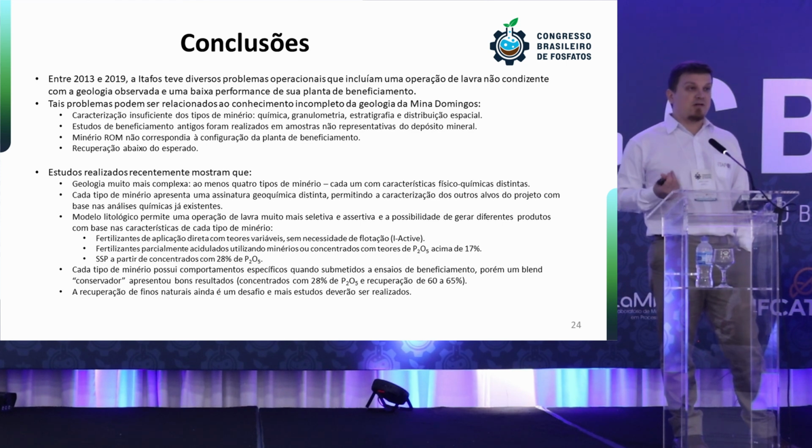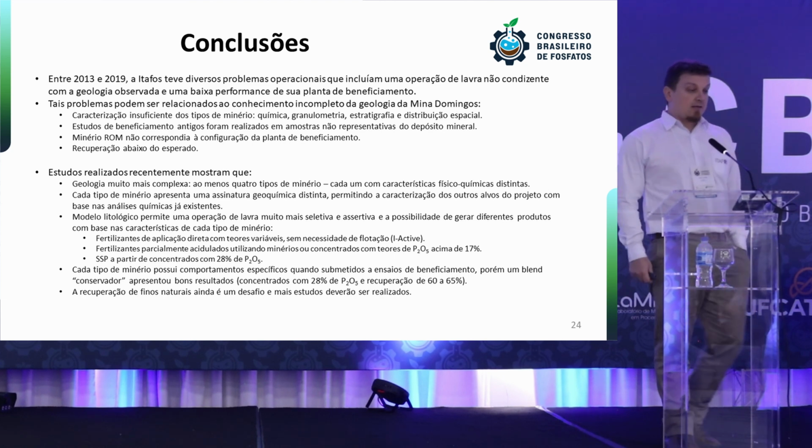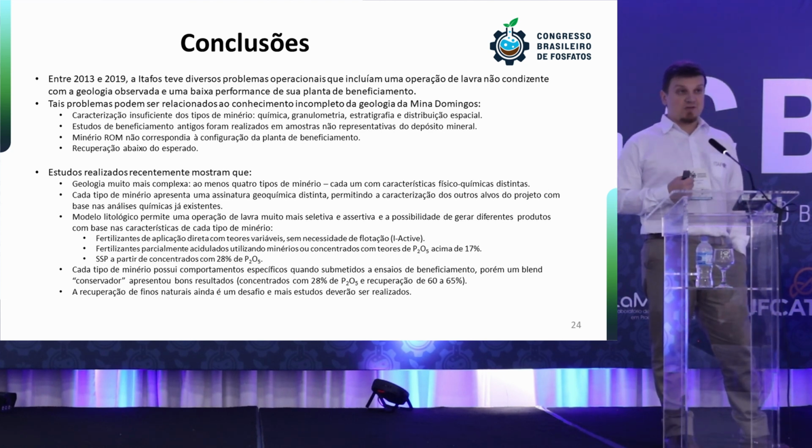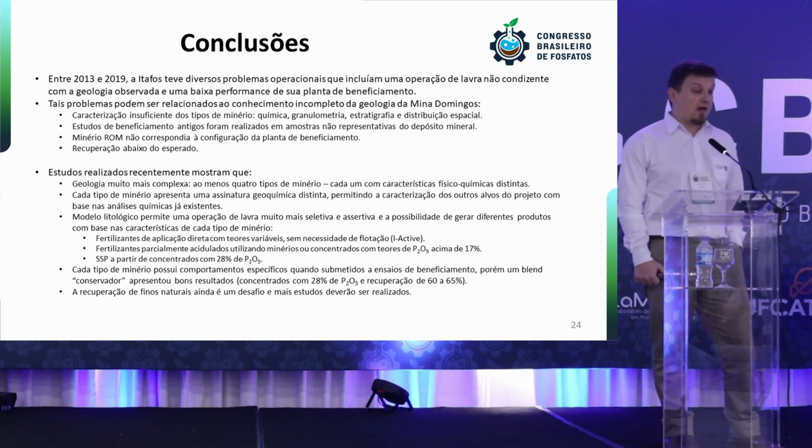We didn't have the chemical, granulometric, stratified, spatial distribution, so our ROM ore did not correspond to the configuration that we had. Our recovery was lower than expected. So we now have recent studies, and the geology proved to be way more complex. We have at least four main ores. Its magnesium content is very, very high, so it's not very good.